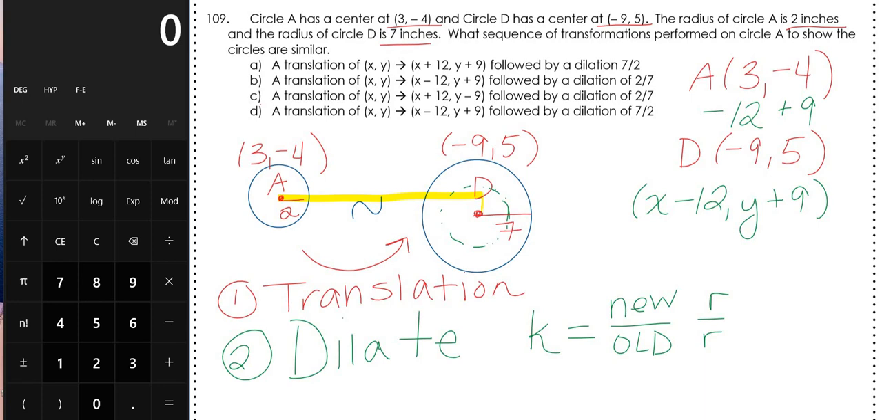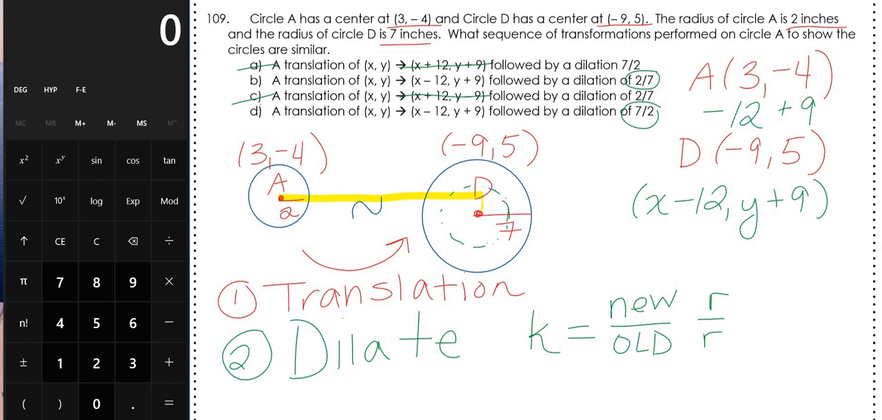Let's take a look at which of our choices tells us that. Well, the first one adds 12 and 9. That's not it. The next one subtracts 12, adds 9. So I like choice B. Choice C, again, wrong movements. And choice D, okay, so we're down to choice B and choice D. Cross off A and C. Now it's going to talk about a dilation. One of them says you dilate 2/7. The other one says you dilate 7/2.